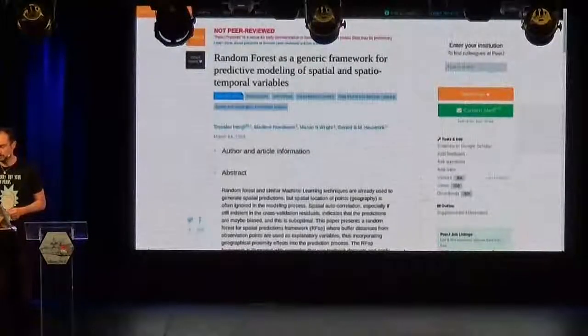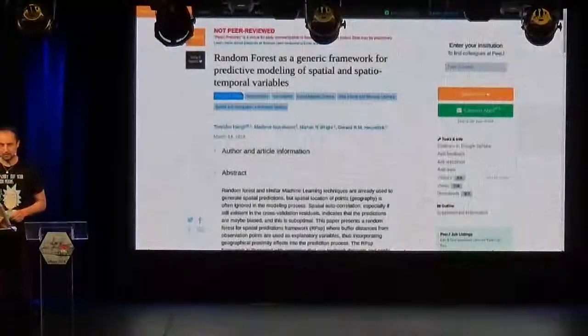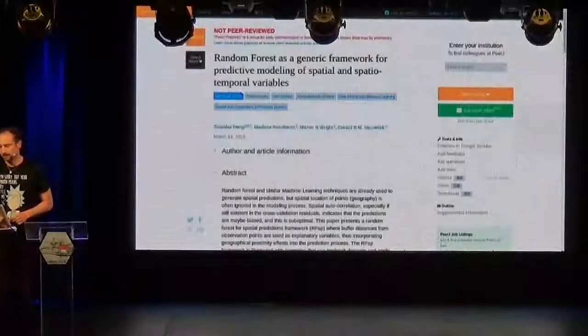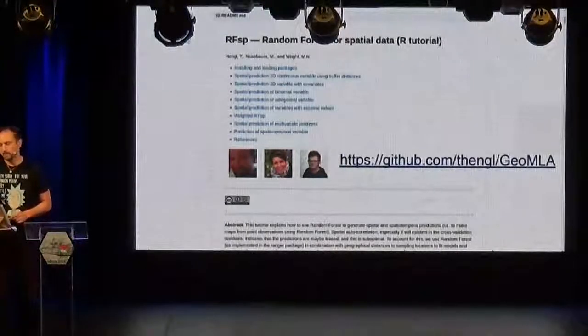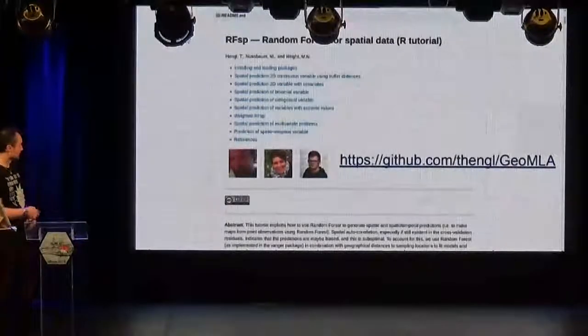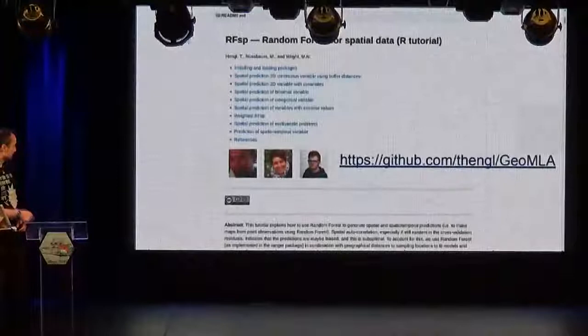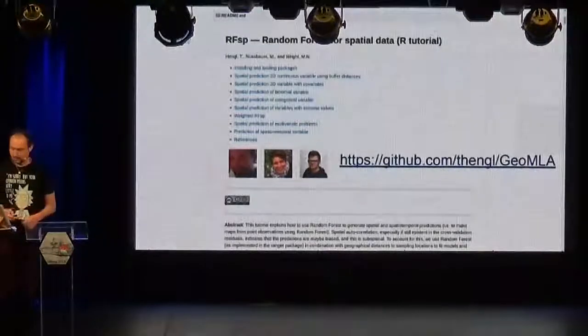So if you want to zoom in on this machine learning for spatial data, then look at the paper. It's almost 50 pages now, so it's quite extensive. And we also wrote this little tutorial, and that's on GitHub. So the only thing you really have to take with you is the URL of the GitHub.